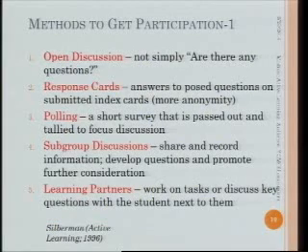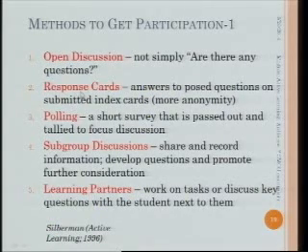The points which I gave you earlier have now been elaborated a little further here. One of them I told you earlier was open discussion. So we don't just say, are there any questions? We give them a point and ask them to keep on discussing it, and give more questions in between to make them think more about the topic.